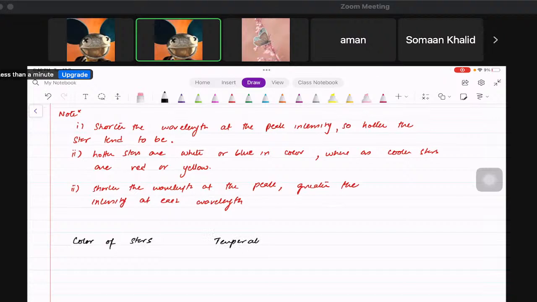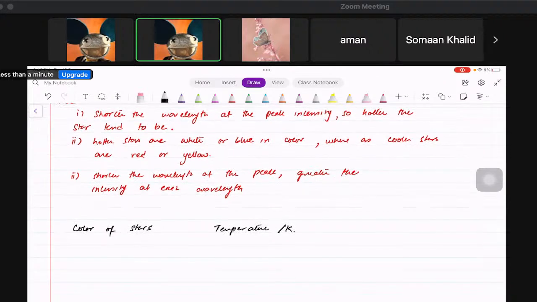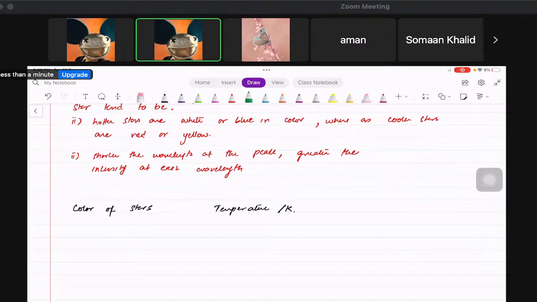And this is just for comparison. They will give you this already, so you don't have to remember all of this, but just remember that blue is the hottest one, which is about 30,000 Kelvin as the surface temperature. Of course, Wien's displacement law has let us find this. Blue and white is between 10,000 to 30,000 kelvins, and then you got white, which is about 7,500 to 10,000.